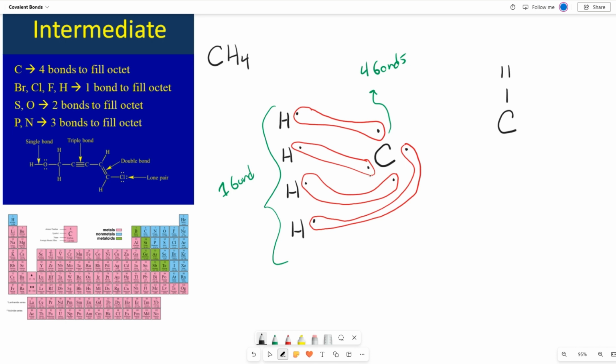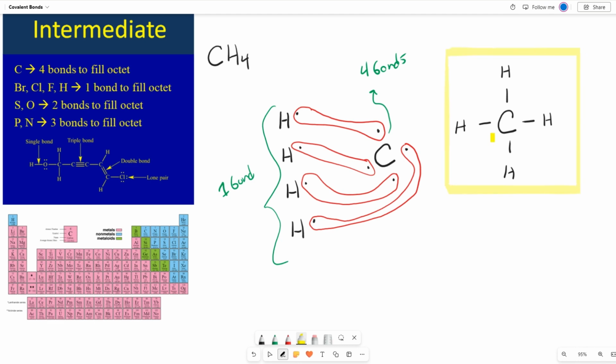So I have 1 bond to a hydrogen here, 1 bond to a hydrogen here, 1 bond to a hydrogen here, and 1 bond to a hydrogen here. So we have 4 single bonds. Each hydrogen is making 1 bond. That's the number of bonds it wants to make. And the carbon is making 4 bonds. That's the number of bonds that it would want to make. So that would be the Lewis structure for CH4.